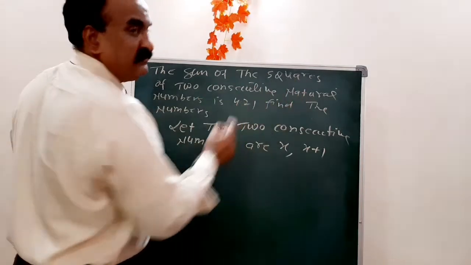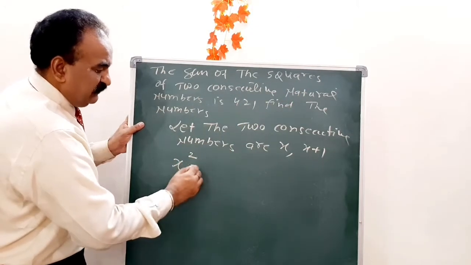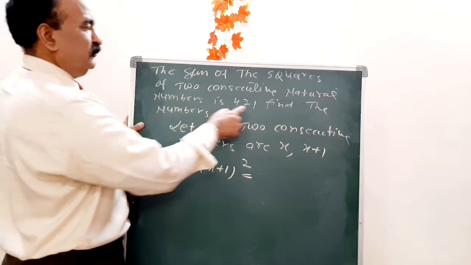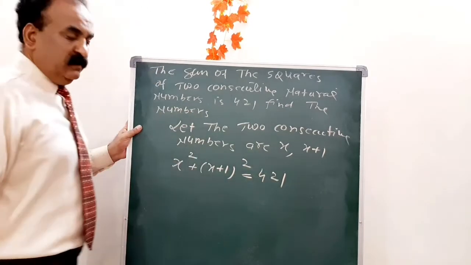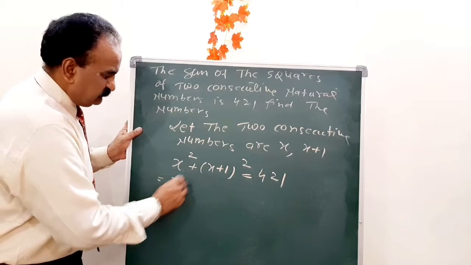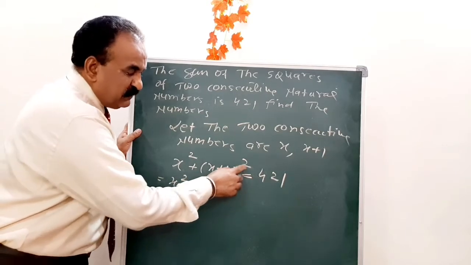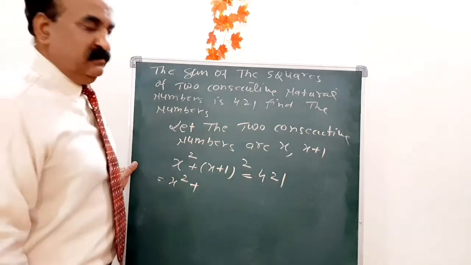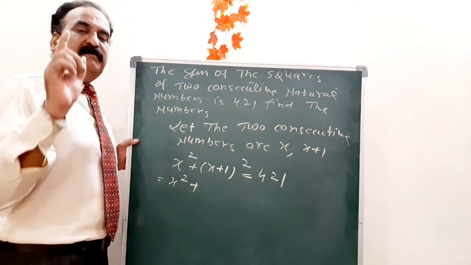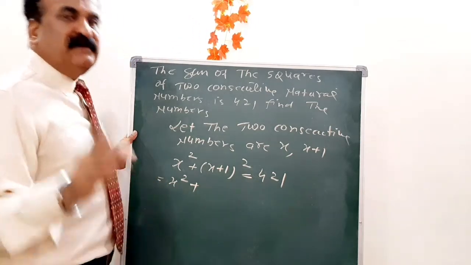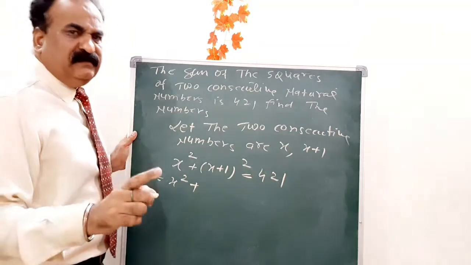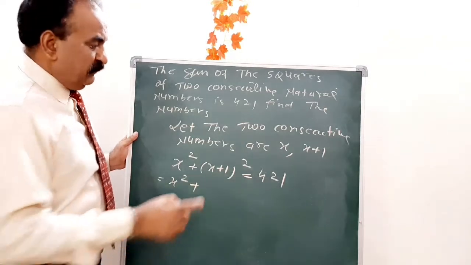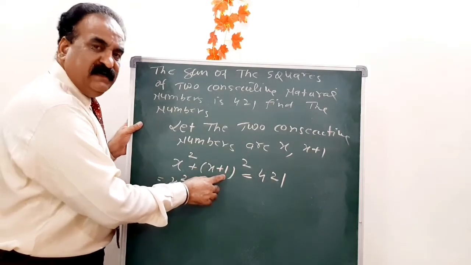And the sum of their squares means x square plus x plus 1 whole square is equal to how much is given to you? 421. Now here you can apply x plus 1 whole square using the identity a plus b whole square. What is a plus b whole square? It means a square plus 2ab plus b square. Or you can write a square plus b square plus 2ab. Both are the same thing. What is your a? a is x and b is 1.